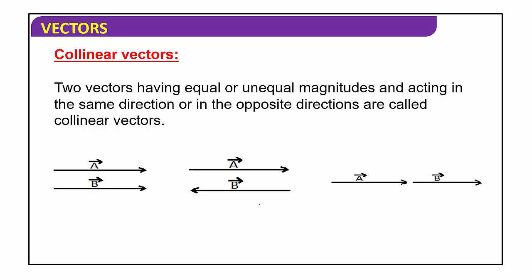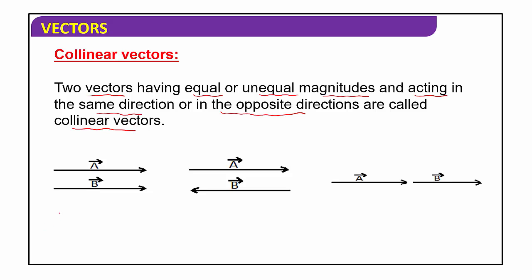How to define collinear vector? Two vectors having equal or unequal magnitudes and acting in the same direction or in the opposite direction. These are called collinear vectors. We should consider two vectors. These two vectors may have equal magnitude or unequal magnitude. They may be moving in the same direction or in the opposite direction. So these are called collinear vectors.